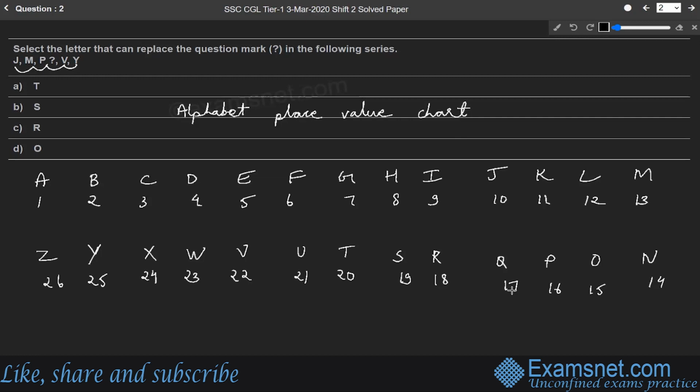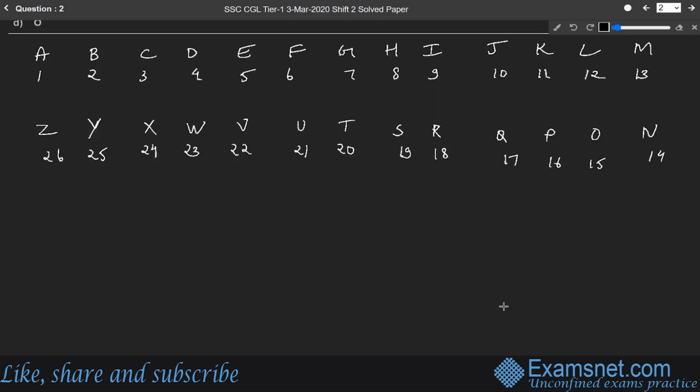Firstly, let us write the series. What is the series? It is J, M, P, question mark, V and Y. Now, we have to identify how this series is formed, or what is the relationship between the different alphabets in this series.